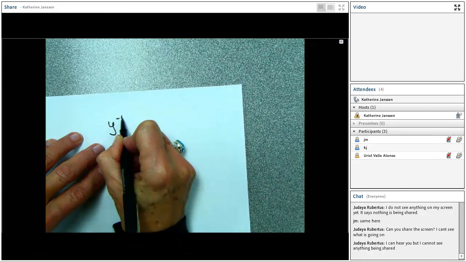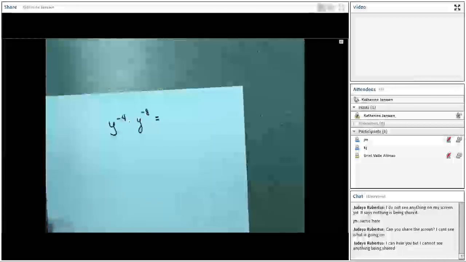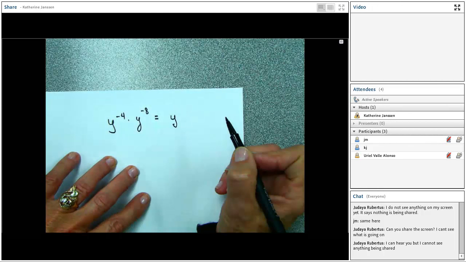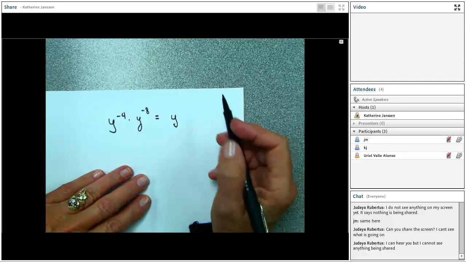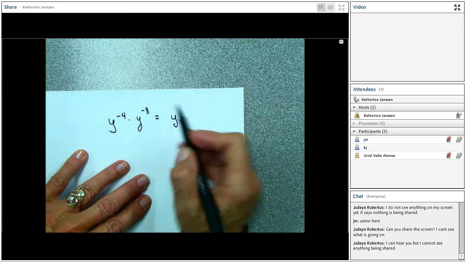Y to the negative 4 times y to the negative 8. Well, that's my product rule. Multiplying, same bases. I keep the base, and the product rule, add exponents. Negative 4 plus a negative 8 is a negative 12.